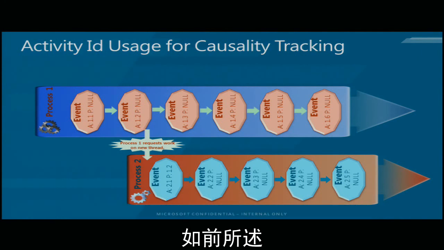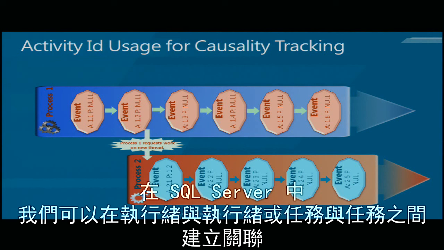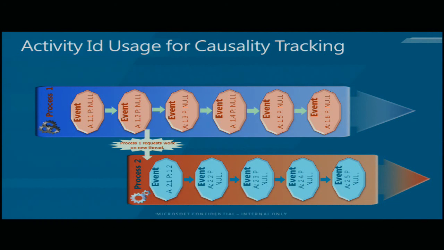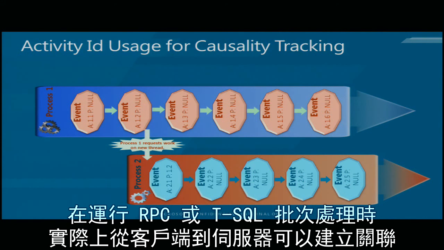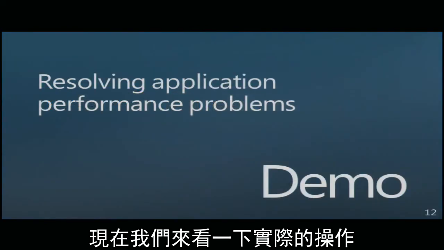And we can do this, like I said, within SQL Server from thread to thread or task to task. And with the new correlation in the client code that we're adding starting in SQL 2012, we can actually see this from client to server when we're running an RPC or a T-SQL batch. So now we're going to go ahead and take a look at how we do that.